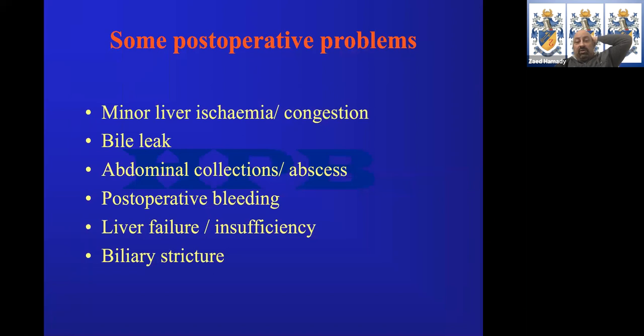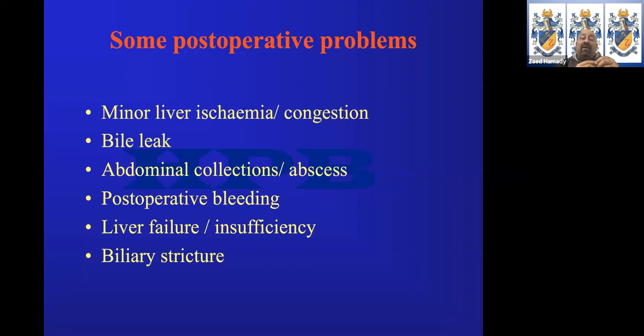So these are just some postoperative problems from liver surgery, and probably bile leak and abdominal collection are the most difficult ones to deal with. Postoperative bleeding shouldn't be a common occurrence. I must say I have only one case where I needed to take the patient back to theater for bleeding. And quite often when you take them back for the bleeding, you'll find the bleeding has stopped. So you end up just washing out, packing it and dealing with it.